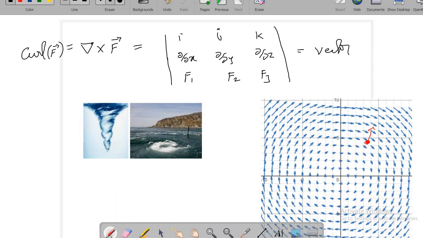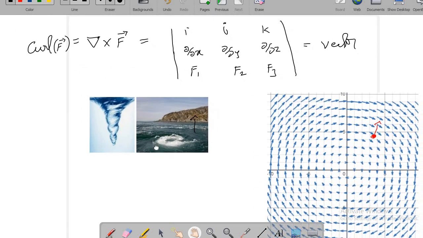See, sometimes water used to go up. In that case, you can see the direction of rotation, whether it rotates in anti-clockwise or clockwise rotation. So this is what we have about the curl of a vector field.